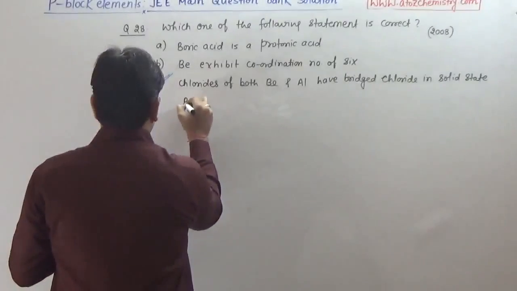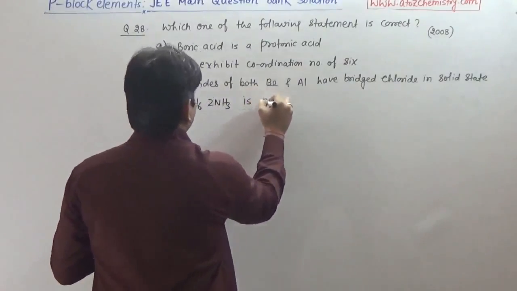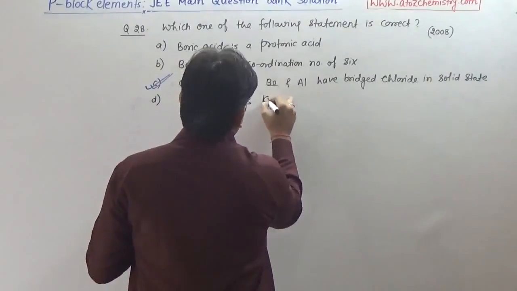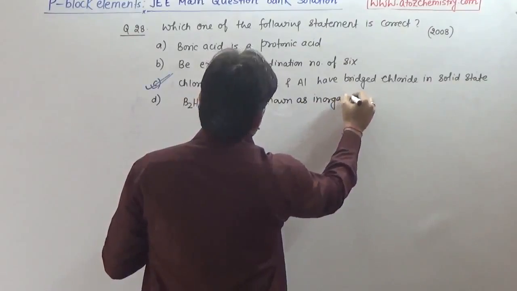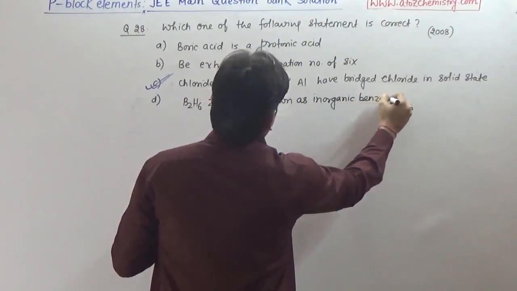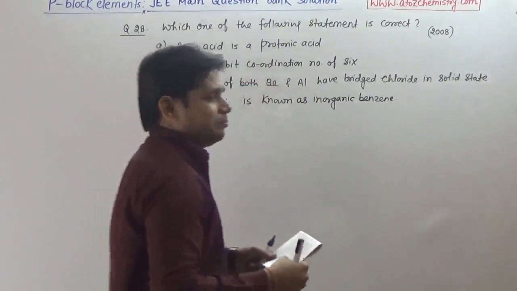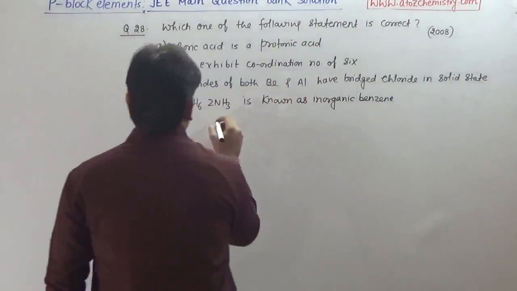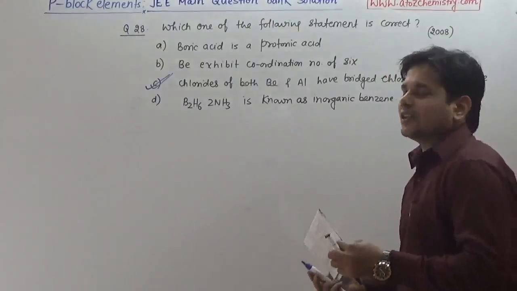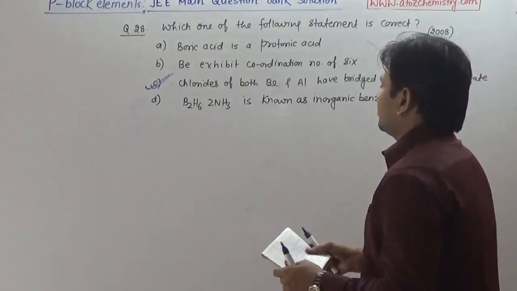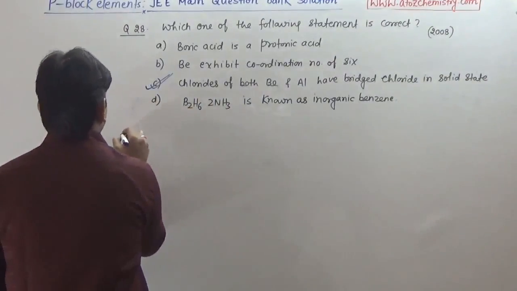And D option is B3N3H6 is known as inorganic benzene. This is incorrect again. The option as written is not inorganic benzene. Actually, B3N3H6 is inorganic benzene. So the correct option is C, where it is told that chlorides of both beryllium and aluminum have bridged chloride in their solid state. This is the correct statement.